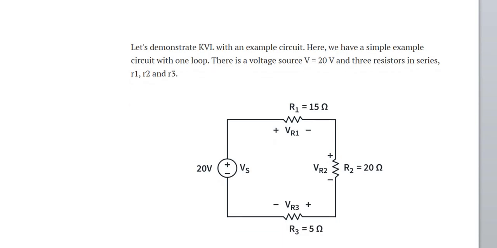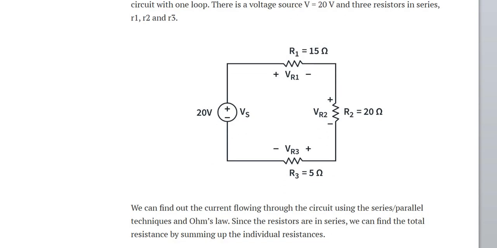Here we have a simple example circuit with one loop. There is a voltage source Vs equal to 20 volts. The upper side is the positive side of the battery and the lower is the negative side of the battery, and three resistances have been connected in series, that is R1, R2 and R3. The values are 15 ohm, 20 ohm and 5 ohm.